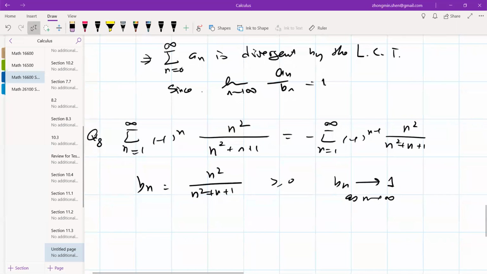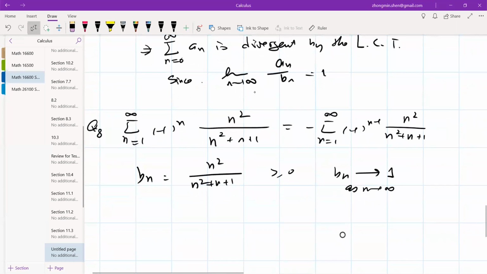So Bn converges to 1. So you cannot use the alternating series test to prove the series is convergent. But you also cannot use the alternating series test to prove that it's divergent. The alternating series test does not say that. It only says that under this condition, the series is convergent. If that condition is not satisfied, you can get nothing from the alternating series test. So you cannot use it to jump to the conclusion that it is divergent.